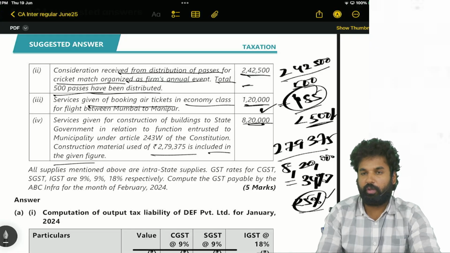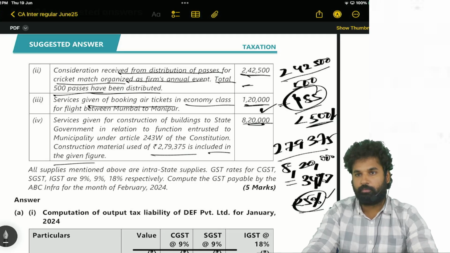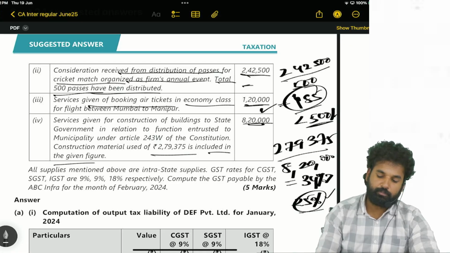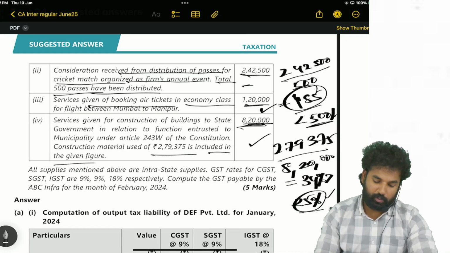So whenever you are doing construction services to the government and the value of the material is more than 25%, then it will be a supply of goods. If the value of the material is less than 25%, then it is a supply of service but an exempted service. Here, more than 25% material is involved, so the 8,20,000 will be a taxable supply.